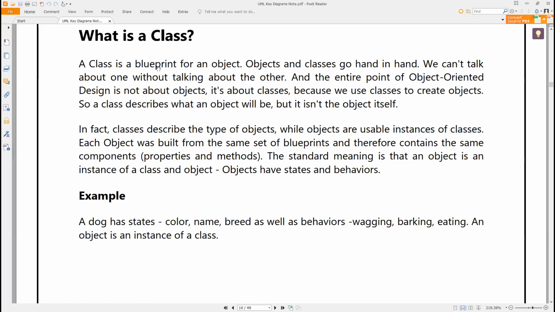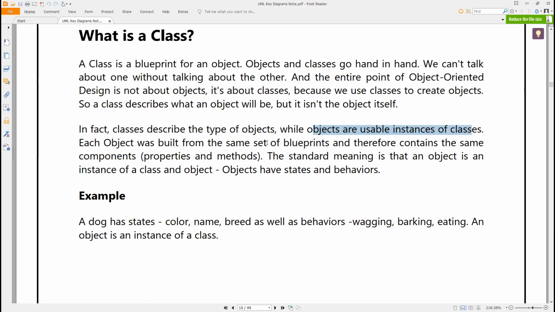So I was saying that a class is a blueprint for an object, or a class is a template for an object, and the two go hand in hand because you cannot talk about one without the other. When you talk about a class, there is also an object. When you talk about an object, there is also a class. So the class describes the type of objects. This is another good, simple way to understand the class: just a simple type of object, and the objects are usable instances of classes.